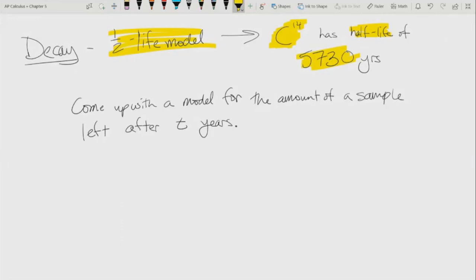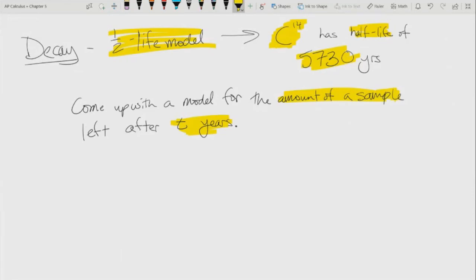So what we're going to do is try to come up with a model for the amount of a sample left after t years. We're doing this as a function of time, obviously, which most of these are. A couple of things though. What does this amount of a sample mean? Because I didn't actually give you an amount. I didn't say how much would be left after t years for 100 grams or 50 grams or 100 kilograms or whatever.